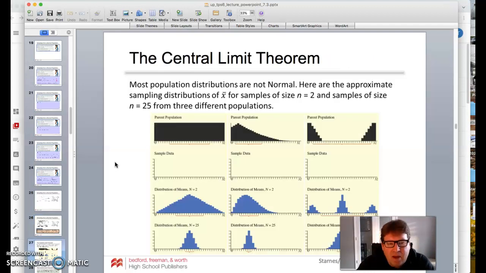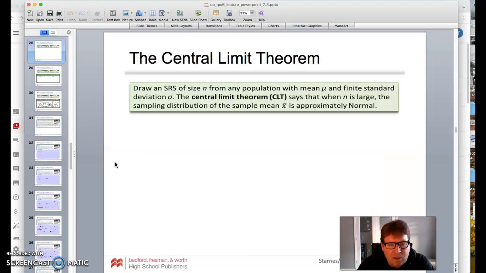Let's take a look. Now again, for most population distributions, they're not normal. And here are approximate sampling distributions of X-bar from sample sizes of 2 and 25, and 3 different populations. You can look through all those and see what's going on there.